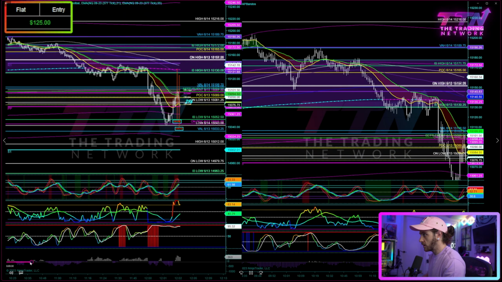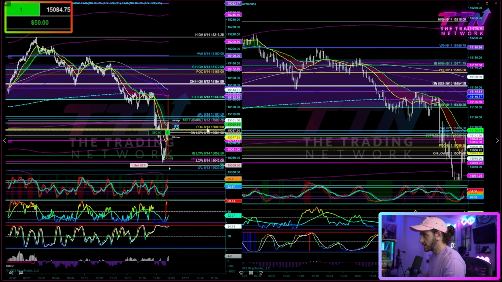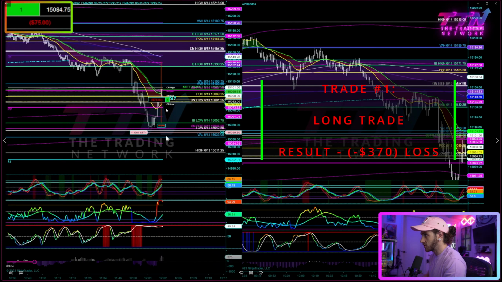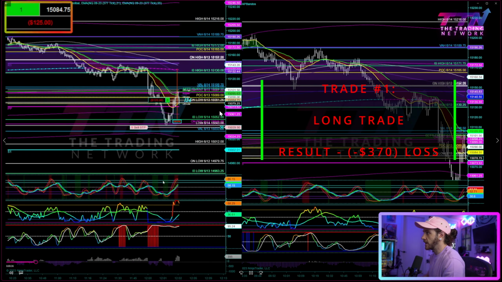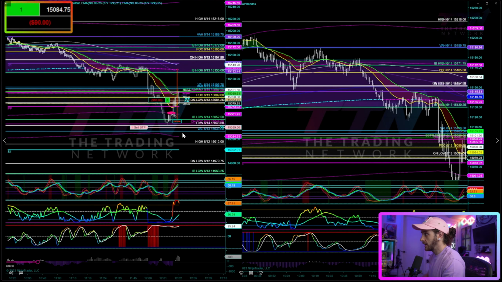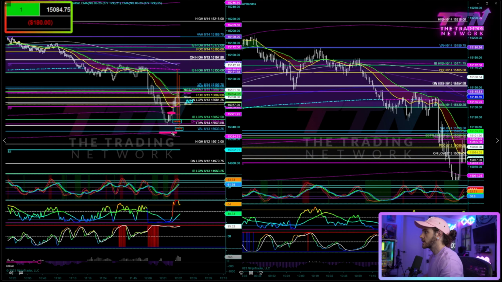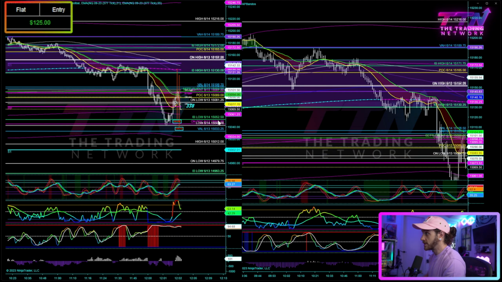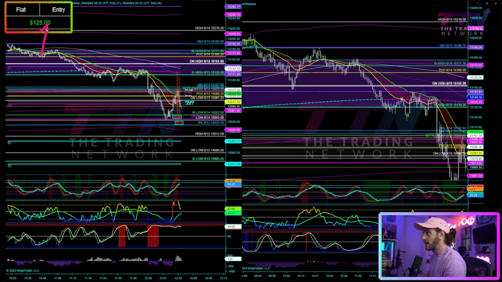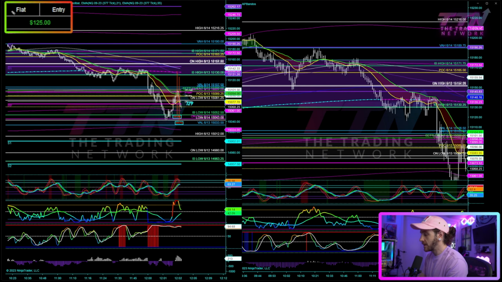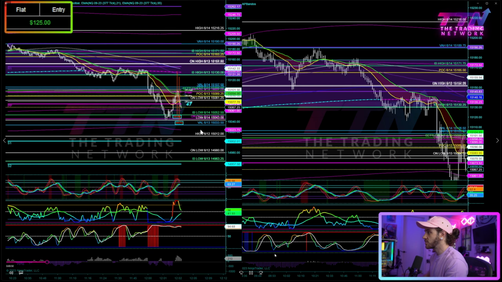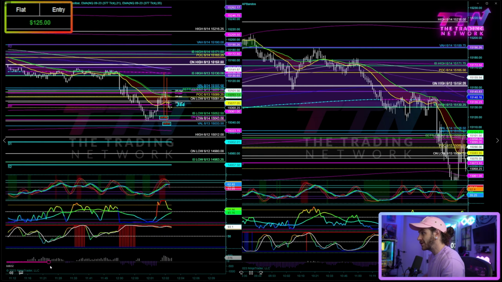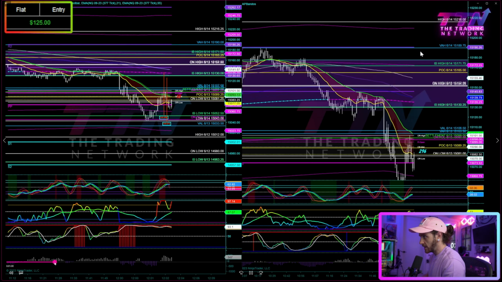So I took a long with 2 contracts. I was actually up like 500 bucks on the trade, but it was a cavalier entry. I should have been getting in somewhere down here with a stop loss below here. I realized that it was indeed a cavalier entry, so I cut myself out, and you can see I was back down to only $125 profit after that little impulsive trade, if you will.